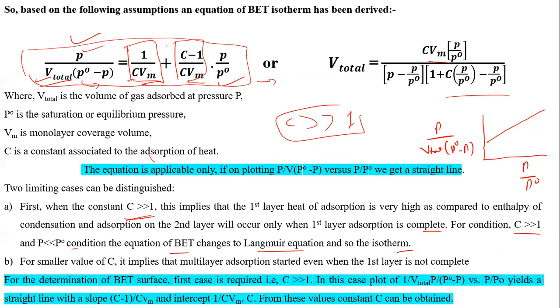If your constant C is very small, it implies that multilayer adsorption starts even when your first layer is not completed. So अगर आपका C constant का वैल्यू बहुत कम है, इसका मतलब ये है कि आपका जो पहला लेयर कंप्लीट होने से पहले ही आपका सेकंड और थर्ड और I can say multilayer adsorption occur हो चुका है. So these two limiting cases should be kept in mind while doing this BET model.